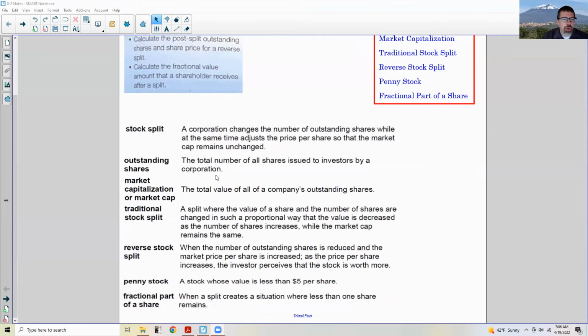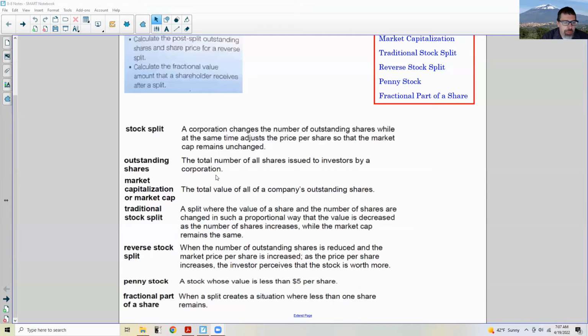Outstanding shares: the total number of all shares issued to investors by a corporation. So if someone owns shares of a stock, they're outstanding. Market capitalization, or market cap, is the total value of all of the company's outstanding shares. A traditional stock split is a split where the value of a share and the number of shares are changed in such a proportional way that the value decreases as the number of shares increases, while the market cap remains the same. Remember that. Market cap does not change.